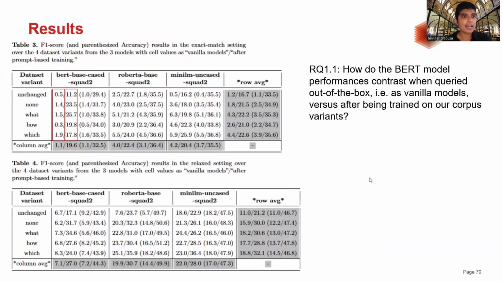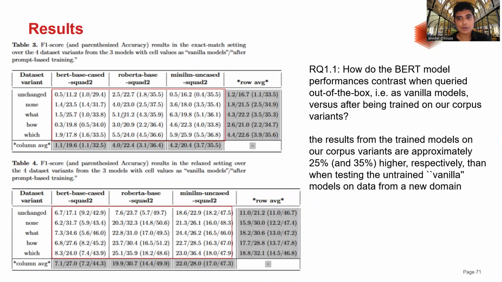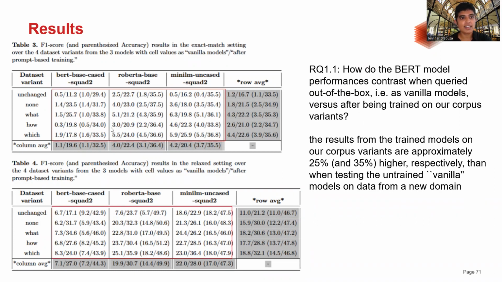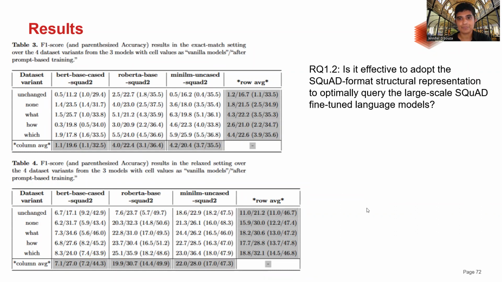So now, in order to examine our results, we formulated a few research questions. A sub-question to the first main research question is, how do the BERT model performances contrast when queried out of the box as vanilla models versus after being trained or fine-tuned on our corpus variants? The results from the trained models on our corpus variants are approximately 25% and 35% higher, respectively, than when testing the untrained vanilla models on data from new domains.